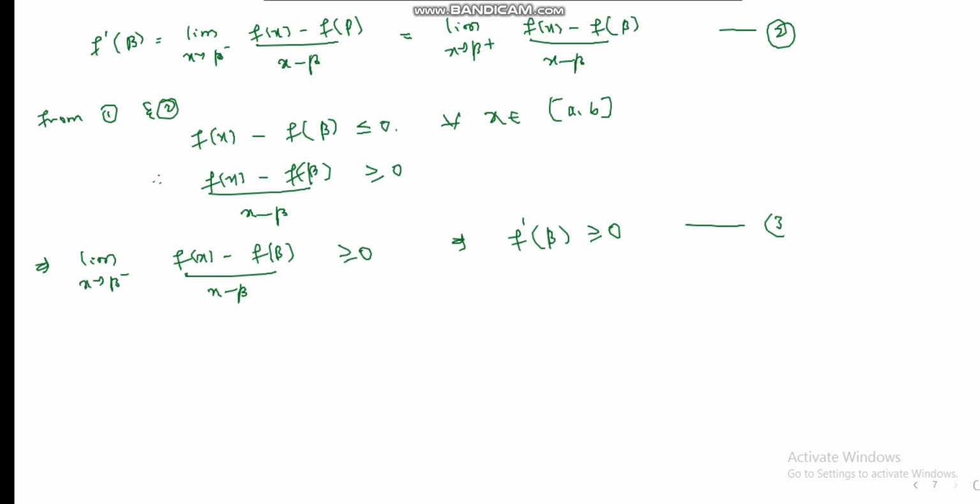This is result number 3. So we are taking f dash of beta is greater than or equal to 0.